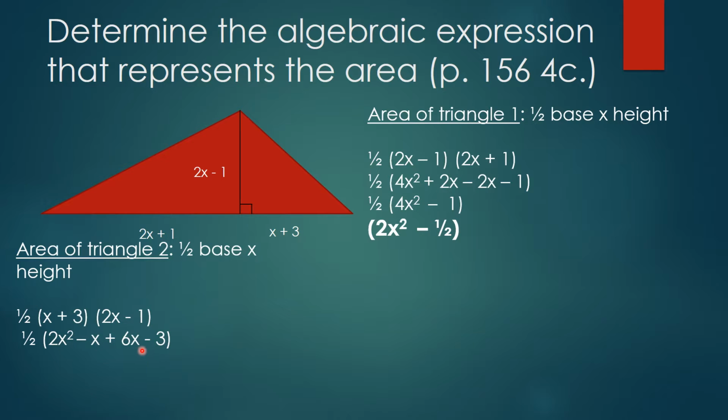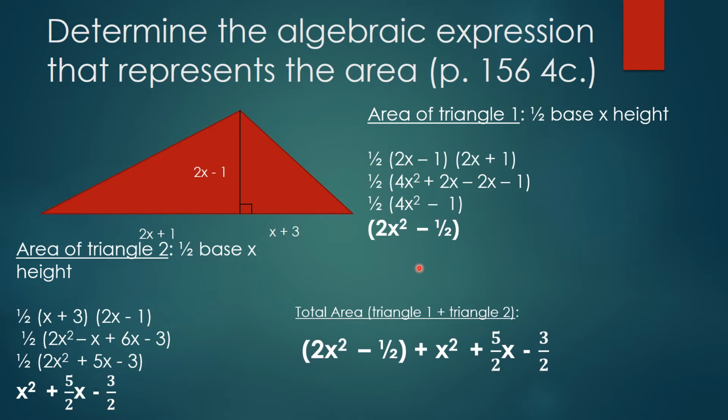First collect like terms. So the like terms are -x and plus 6x gives you plus 5x. And multiply each of those terms inside by the 1/2 in the front. It gives you x squared plus 5 over 2x minus 3 over 2. Now you have the area of both triangles represented here and here. Add them up to represent the entire area.